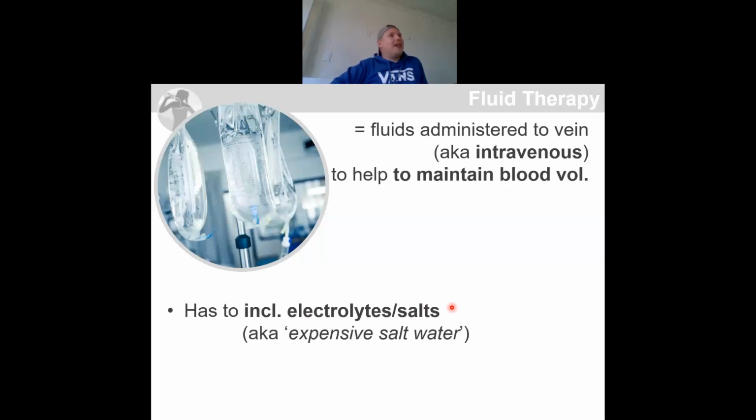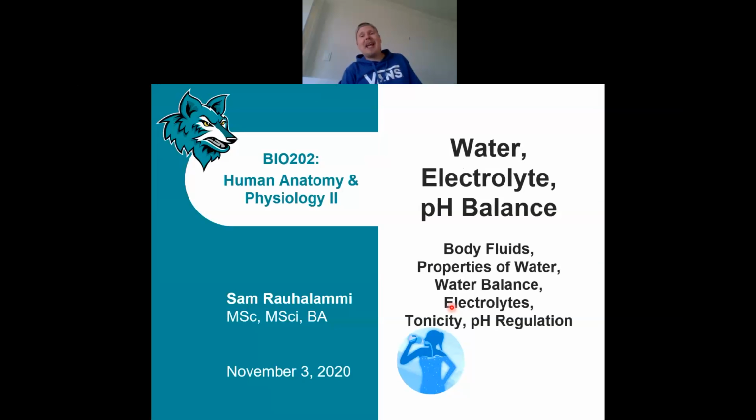hypo, iso, and hypertonicity. So really what these fluids that we use are salines in a medical use. They're pretty expensive salt water, but they're salt water or water that contains electrolytes and salts in an ideal concentration. And that brings us to the end of this chapter's new material.